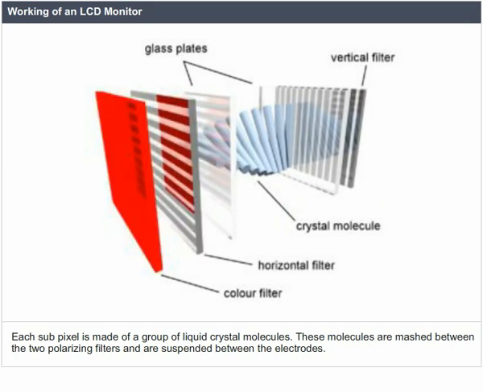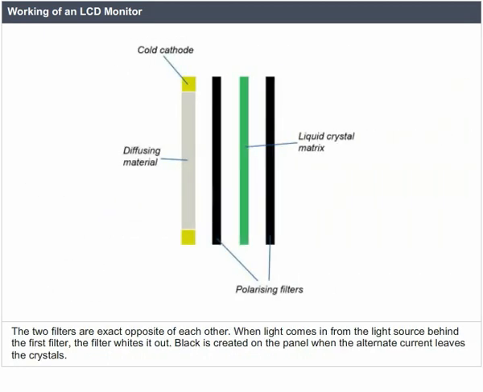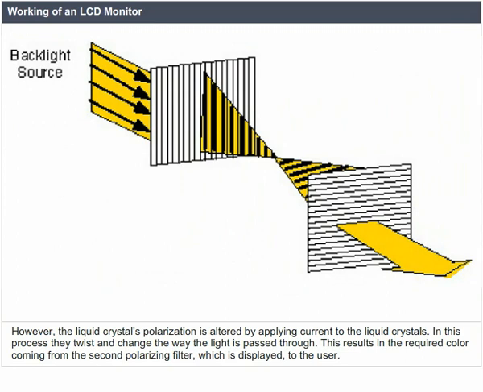The 2 filters are exact opposite of each other. When light comes in from the light source behind the first filter, the filter whites it out. Black is created on the panel when the alternating current leaves the crystals. However, the liquid crystal's polarization is altered by applying current to the liquid crystals. In this process, they twist and change the way the light is passed through. This results in the required color coming from the second polarizing filter, which is displayed to the user.